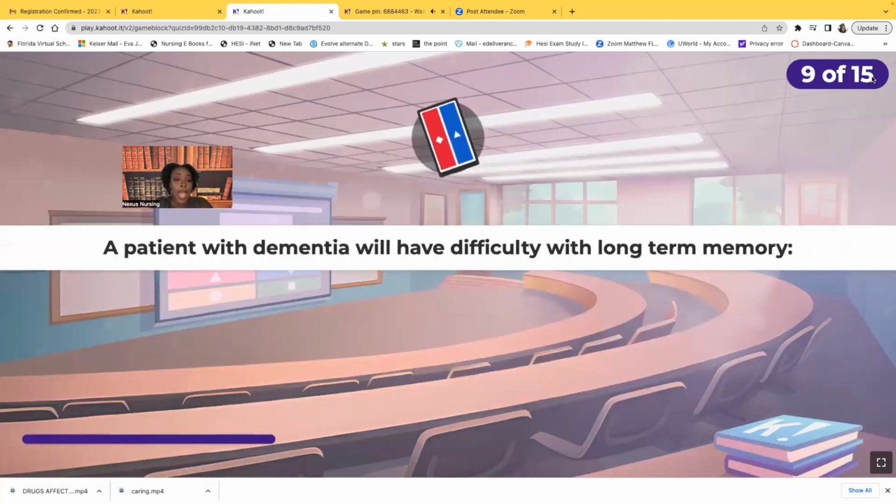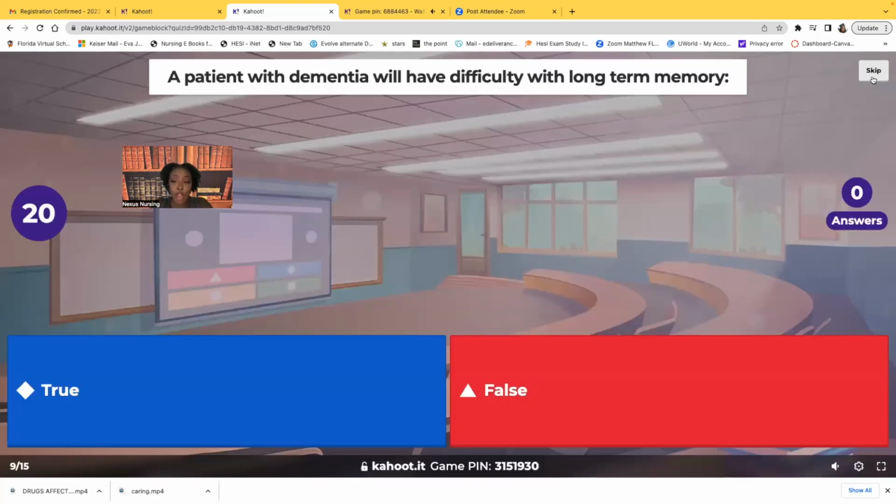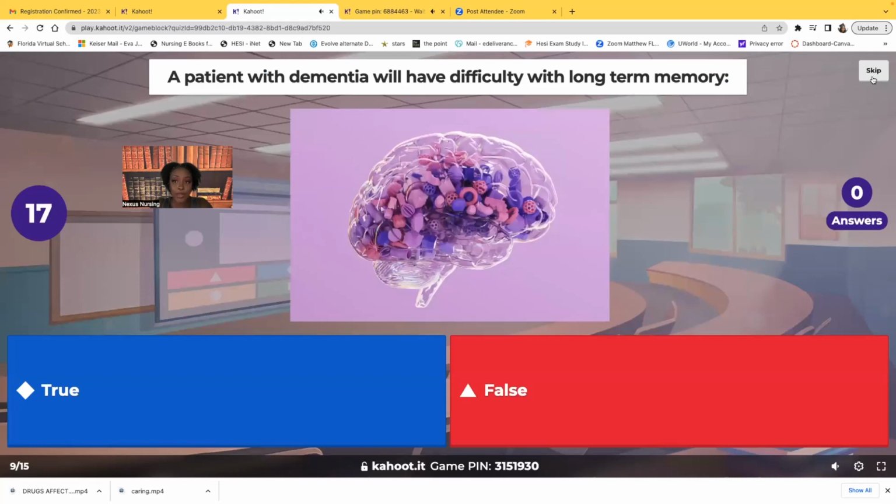True or false? A patient with dementia will have difficulty with long-term memory. Is that true or is that false?